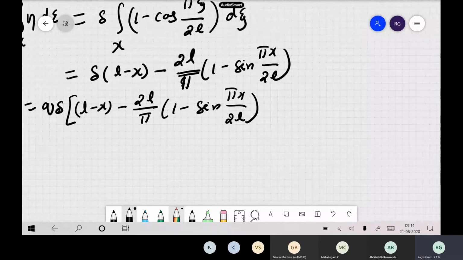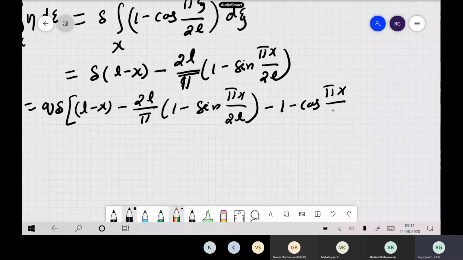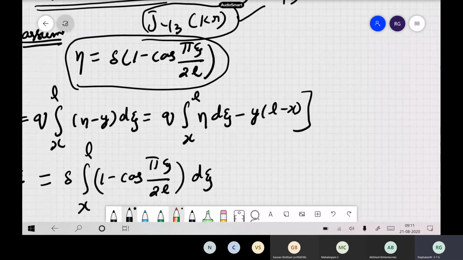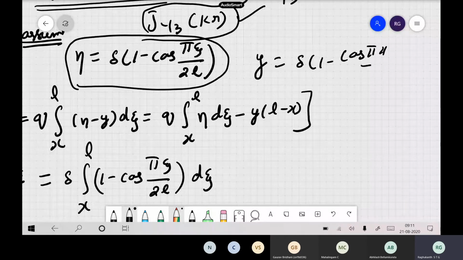Okay, and 1 minus cos, say, pi x by 2L into L minus x. So we write like this, and this also we are assuming. So now your Y is also, so eta is a delta. So your Y, this is your centroidal thing. And your Y also you can write, you followed it, 1 minus cos pi x by 2L kind of a thing actually. Okay, so these are the assumptions. Both your centroidal thing and your Y, of course, both of them have to be same.